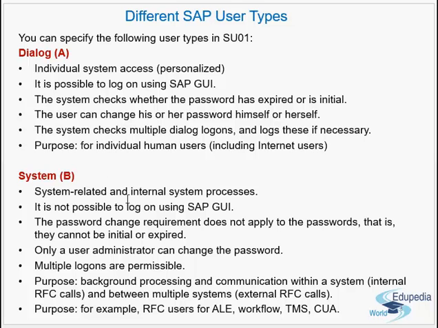The next one is the system user. This is generally used for system-related internal processing, like internal and external RFCs. Here it's not possible to log on to SAP GUI directly with this ID and the password. You have a GUI on your laptop, but you can't open that GUI and put in the system user ID and the password; it will not allow. Here the password restrictions do not apply, that is, initial or expired. Only the administrator can change this password, and multiple logons are always permitted. So this is generally used for RFC users which are used in ALE, workflow, TMS, central user administration, etc.